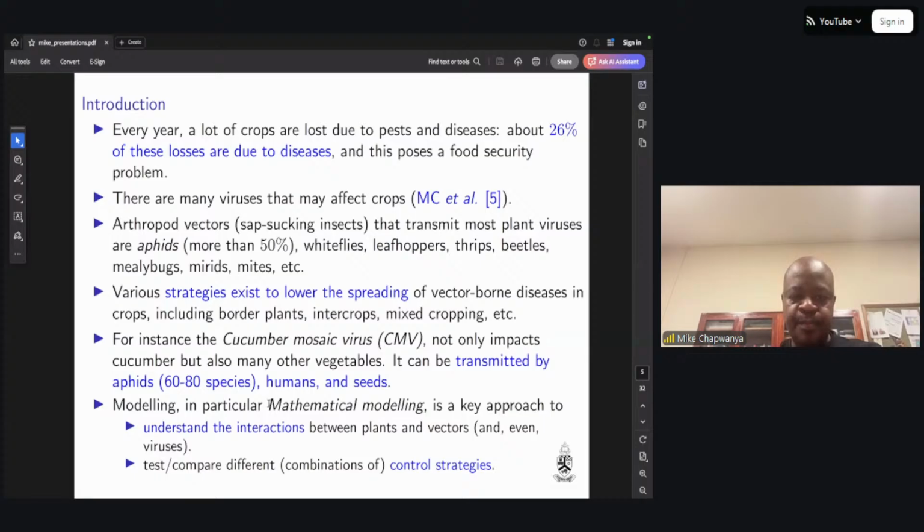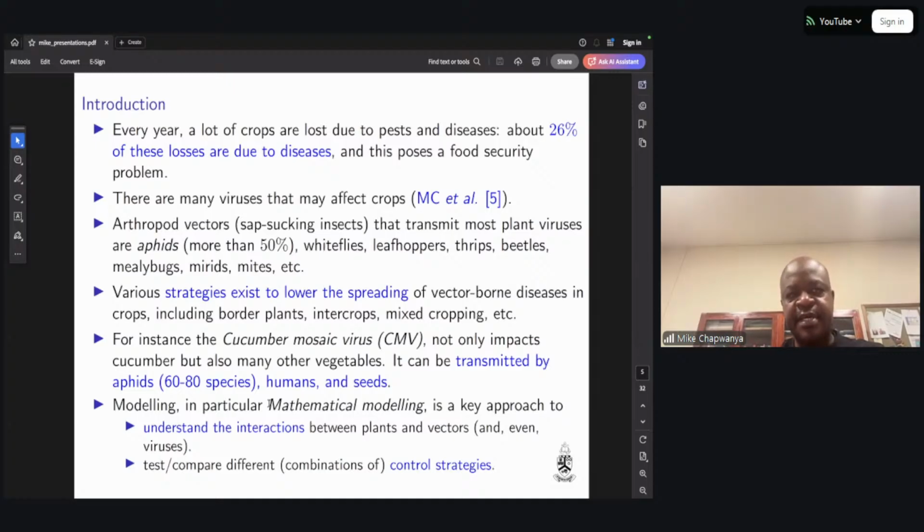At the same time, we can use mathematical modeling to understand the interaction of plants and the vectors, or even the control strategies that can be used. Of course, one of the traditional control strategies is just to use an insecticide: you spray and then you kill all the vectors and so forth. But we all know that affects the quality of your product. It also affects the environment. So hence, the idea of mathematical modeling comes in.